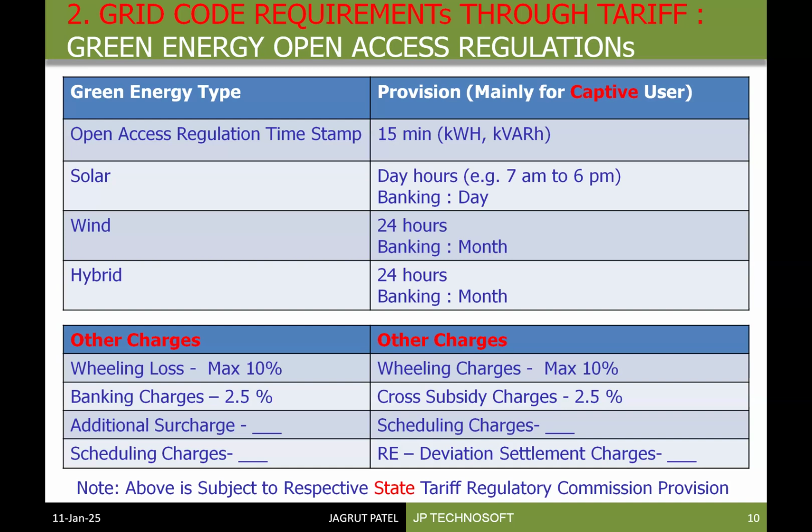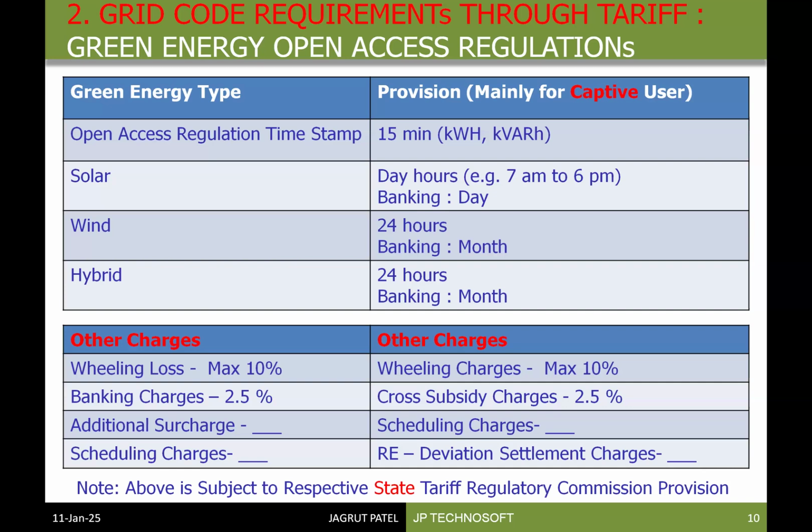Similarly, for all RE developers, solar, wind or hybrid, a banking provision is made. So those banking provisions are mentioned over here. Then for tariff billing, there are billing charges and billing losses. Billing losses are technical losses. So whenever we are using a grid network like discoms networks, then local transmission networks or even across-state transmission line network for open access usage, we have to observe these billing losses. Maximum 10% billing losses are generally deducted.